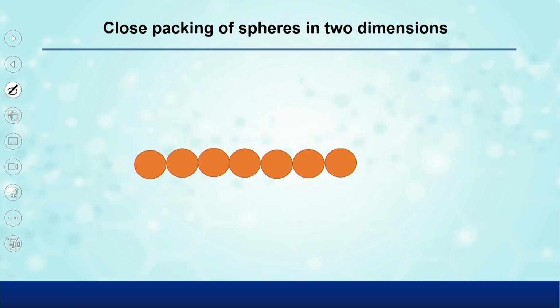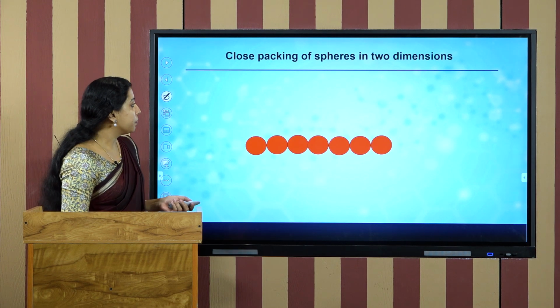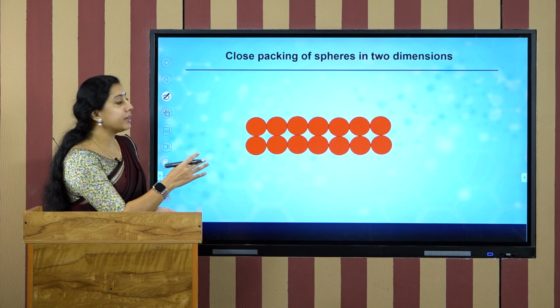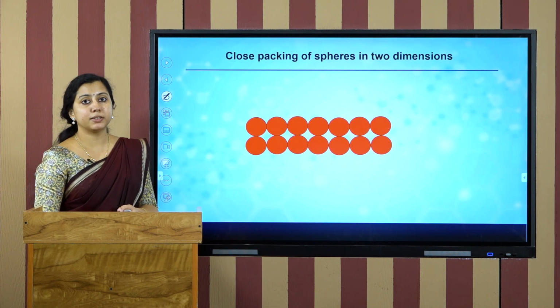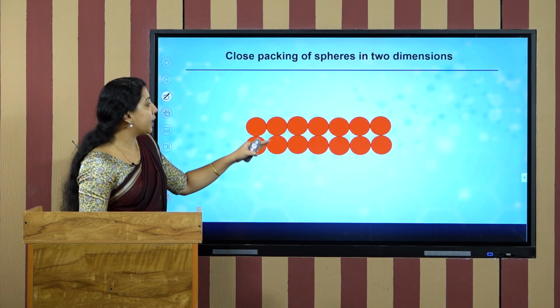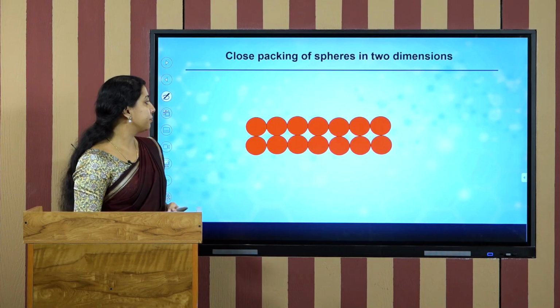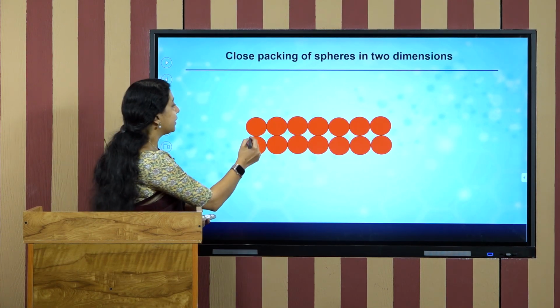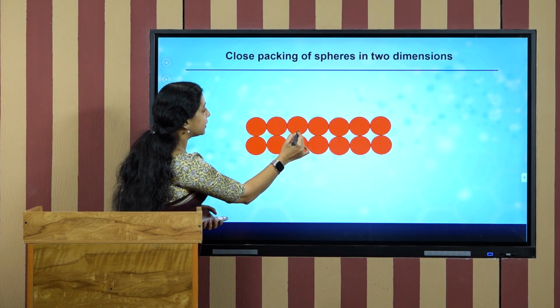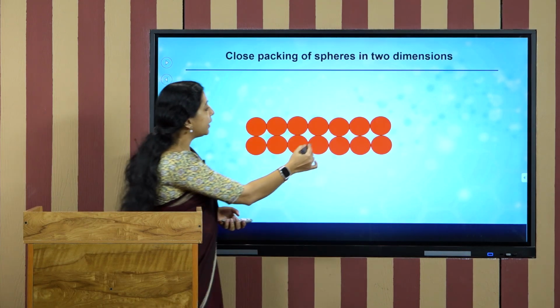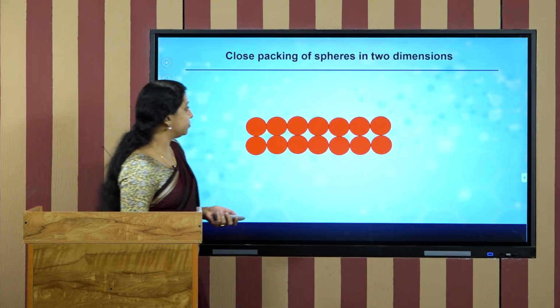Now, we will move on to the close packing of spheres in two dimensions. On the screen, you can see the close packing of spheres in a row, that is, in one dimension. Now, when we add another row of spheres directly above the first row, you can see here that the second row of spheres is placed directly above the first row.